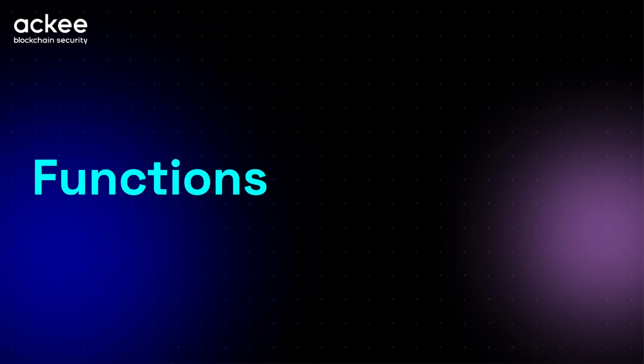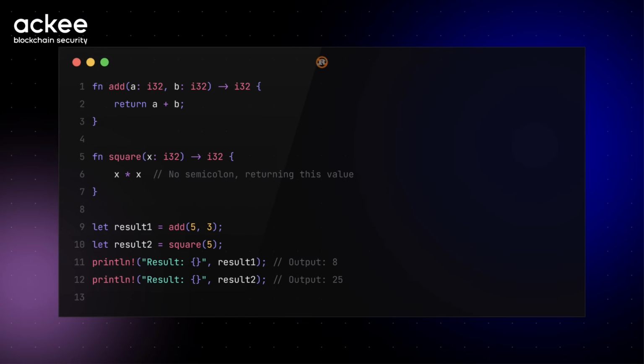Now let's talk about the functions. Functions in Rust are also pretty simple. You can see, the syntax starts with the keyword fn, which stands for function. Then you have the function name. In the code on the screen, you can see we have two functions. The first one is called add. The second one is called square. Then we have the function parameters. In this case, you need to specify the type for all of the parameters.